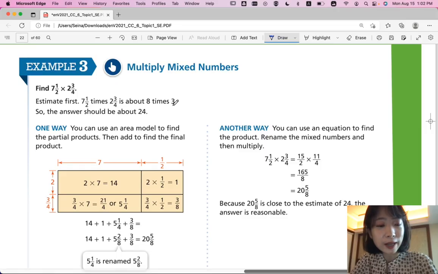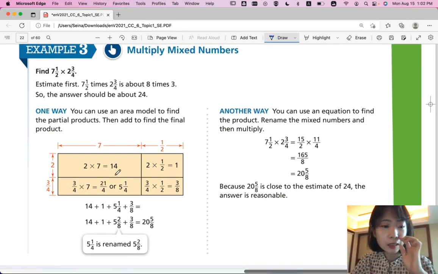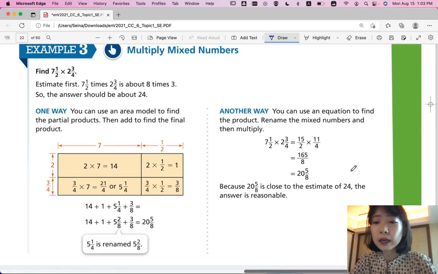It's probably going to be less than that because we rounded it up. So the answer is bigger than what it actually is. So one way you can use the area model to find a partial product. Another way, we can just use numerically and write equations. So first, let's look at area model.